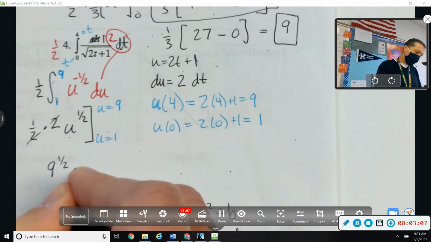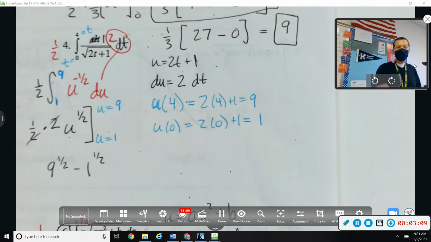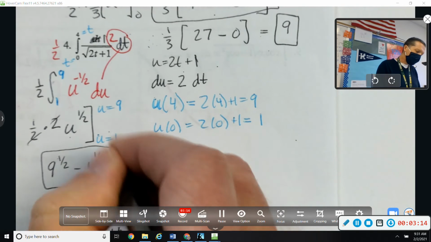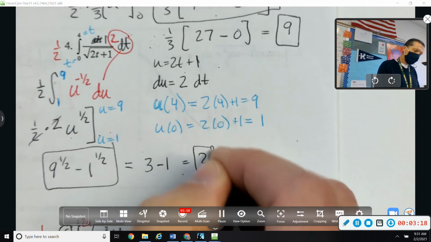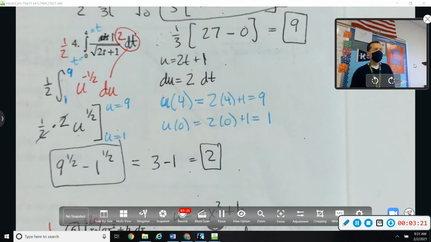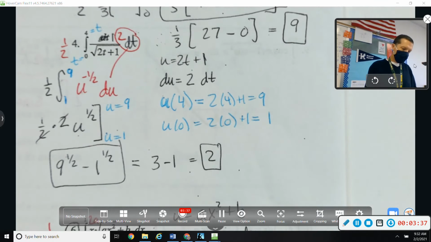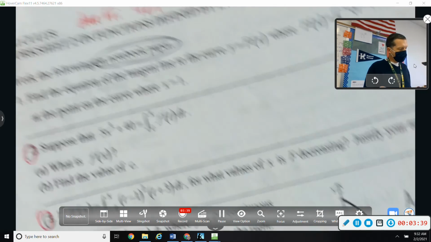So 9 to the 1/2 minus 1 to the 1/2. I guess that would be a safe stop. It feels like, man, you're almost there. But that is a safe stop. So 3 minus 1, which is 2. But nothing wrong with a safe stop. Questions on that one or another one you would like to see? Number 7.